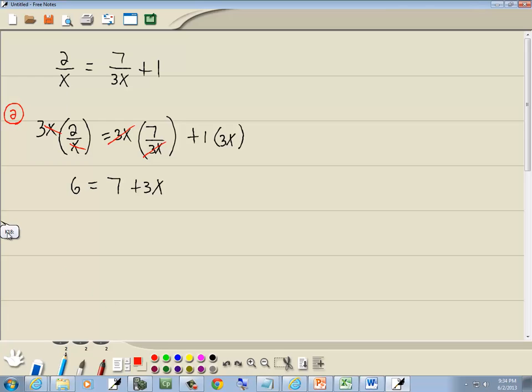Now step 3. Get everything with an x on one side, numbers on the other side. So I'm going to take this 7 and move it to the right side. Remember, when you move anything across your equals, the sign changes. So the positive 7 becomes a negative 7. Now our note up at top says combine together numbers in any step. 6 minus 7 is negative 1.